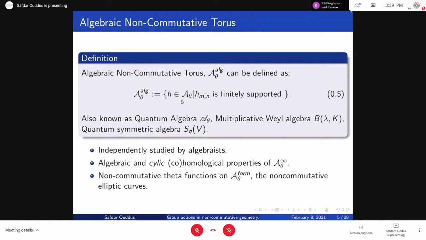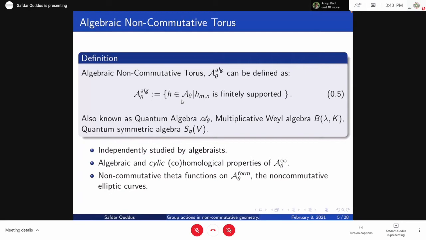It also shares the algebraic and cyclic cohomological properties with the smooth algebra. So we had that smooth non-commutative torus, but in some sense, this algebraic non-commutative torus, or the quantum tori, captures all the algebraic and also the cyclic cocycles of the smooth non-commutative torus. Also, this algebraic non-commutative torus has been used to study the non-commutative theta functions on another kind of non-commutative torus.